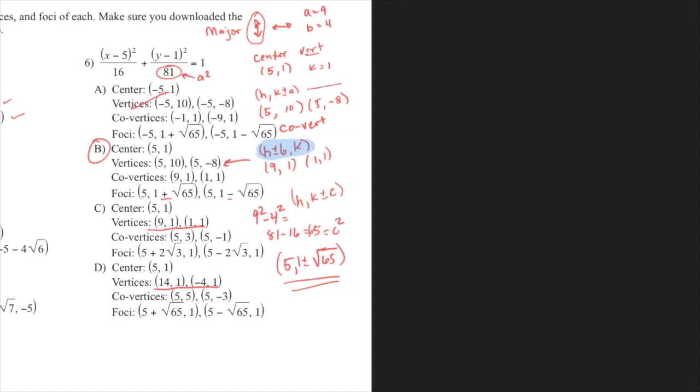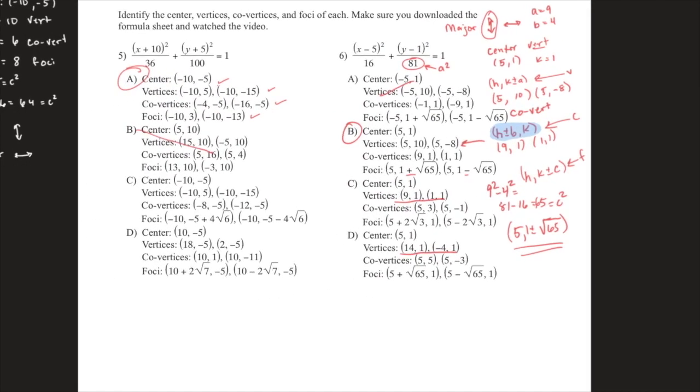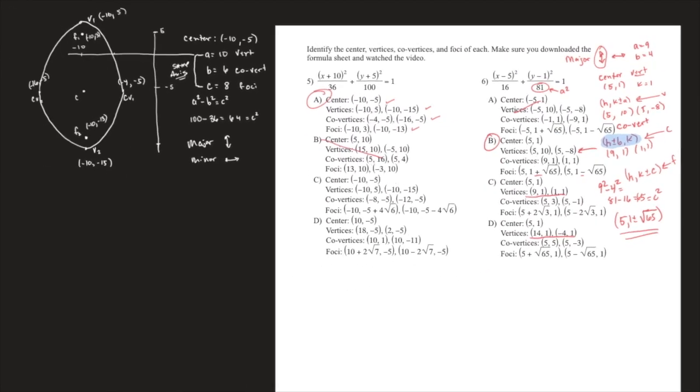So remember, vertices, co-vertices, and foci. And that's how you would get down to this. Okay, I hope that was somewhat helpful. I know that that's a lot to take in, and practice will definitely make this a lot easier to do as time goes on. Right now, we're really just working with the formulas and completing the square.